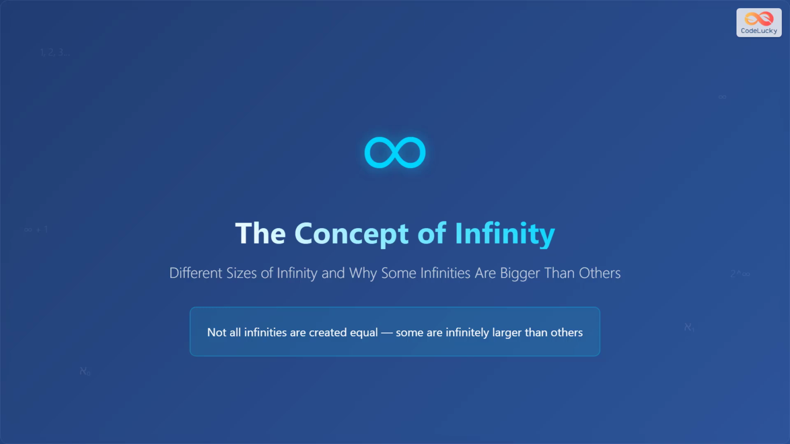Welcome. Today, we are diving into the fascinating world of infinity. We'll explore the concept of infinity, discuss the different sizes of infinity, and understand why some infinities are considered larger than others. Get ready to have your mind expanded as we unravel this mathematical mystery. Not all infinities are created equal. Some are infinitely larger than others. Let's begin.